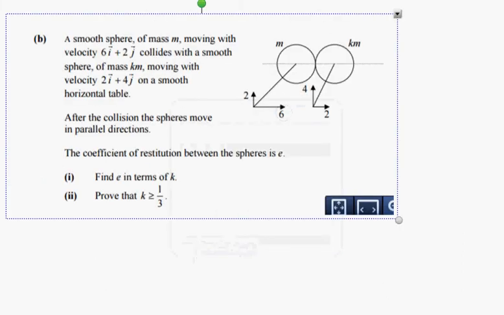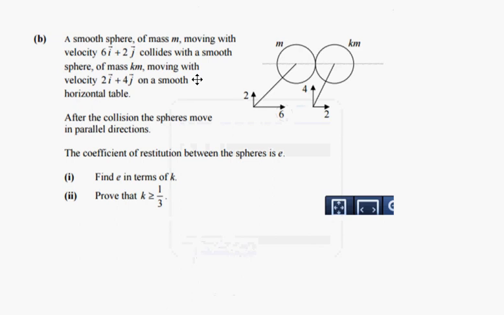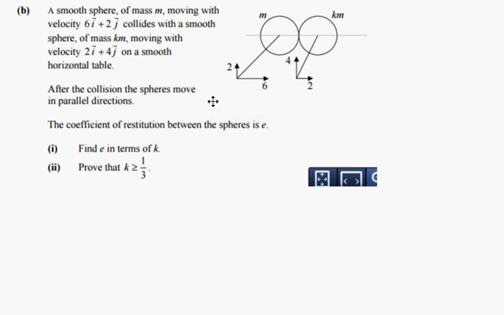Now part B. A smooth sphere of mass m moving with velocity 6i plus 2j collides with a smooth sphere of mass km moving with velocity 2i plus 4j on a horizontal table. After the collision, the spheres move in parallel directions. Find the coefficient of restitution, e, in terms of k, and then prove that k is greater than a third. So here's what we're going to do.